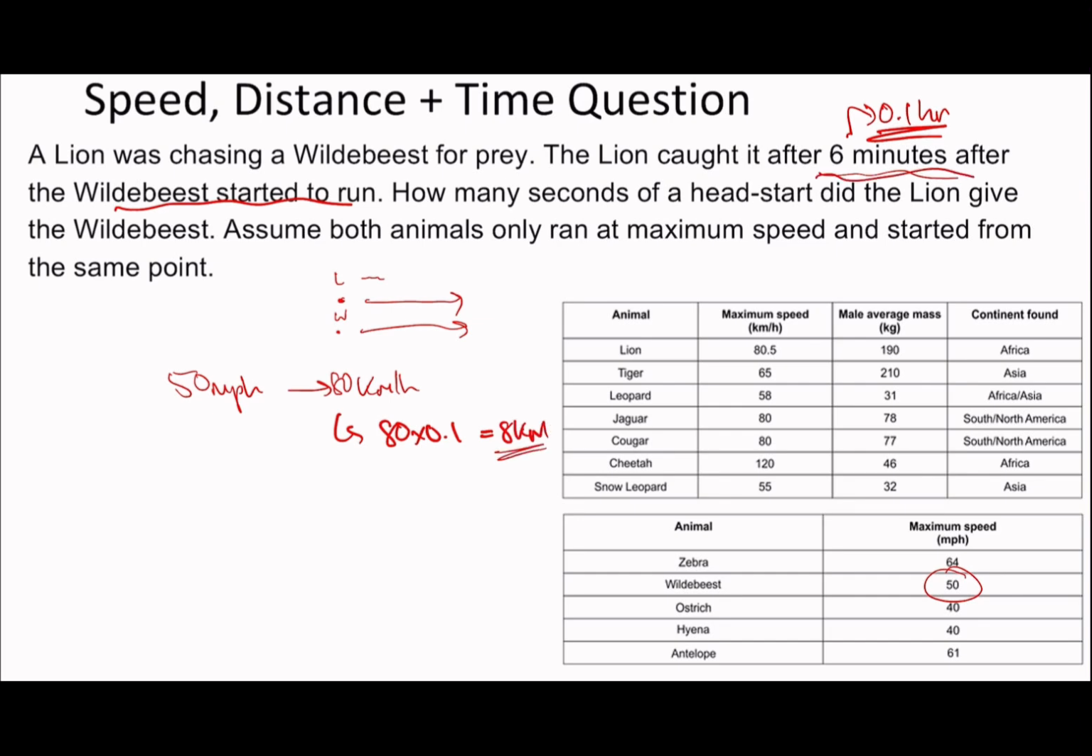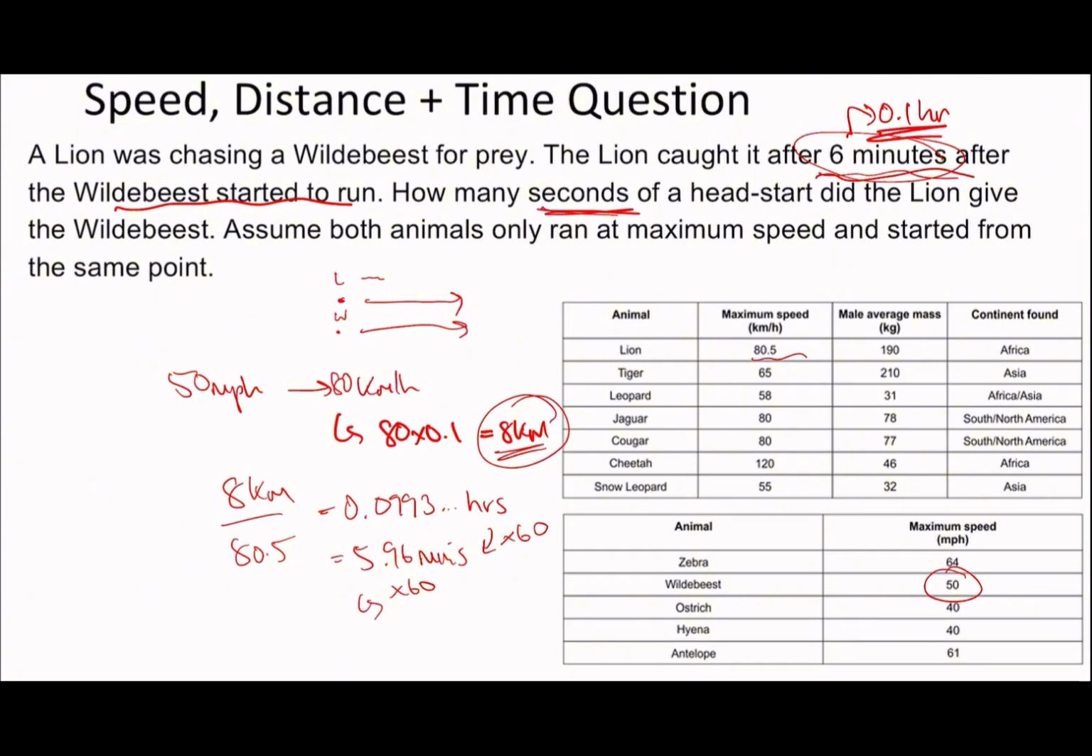Okay, so the lion catches it after 6 minutes. So how much of a head start did it get? So we need to figure out how long does it take the lion to travel 8 kilometers. So 8 kilometers divided by 80.5 takes 0.0993 hours. So I'm going to times it by 60, which gives me 5.96 minutes. And remember, the wildebeest was running for 6 minutes and the lion was running for 5.96 minutes. So we want to figure it out in how many seconds. So I times by 60 again to get it into seconds.